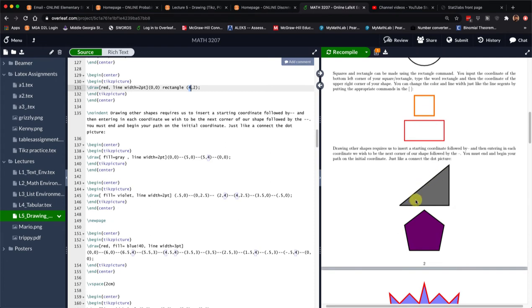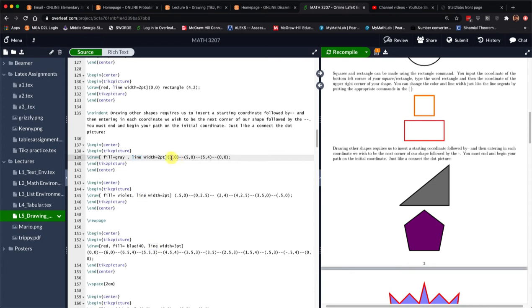So we're looking at this gray triangle here and this pentagon that's purple. Over here I did fill equals gray to get the fill of my shape to be gray, and then I did line width equals 2 points. Again, same thing: begin center, end center, begin Tikz, end Tikz, and in between the Tikz picture begin and end, we put the stuff. And instead of telling it to draw a rectangle or a circle or just a single line, you can connect the dots.